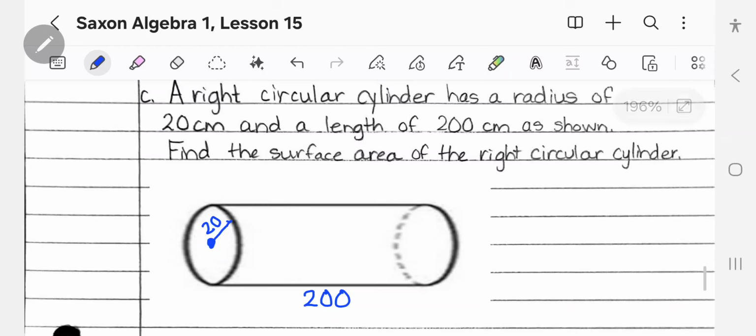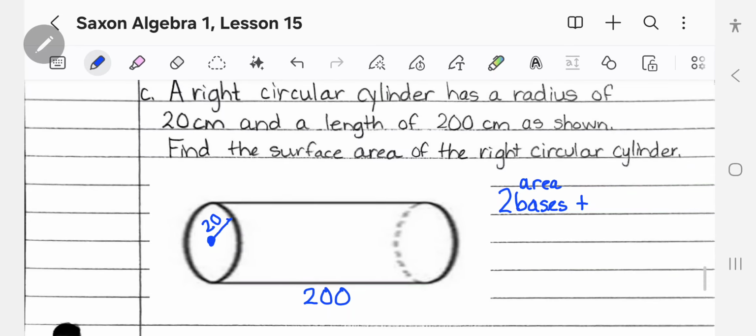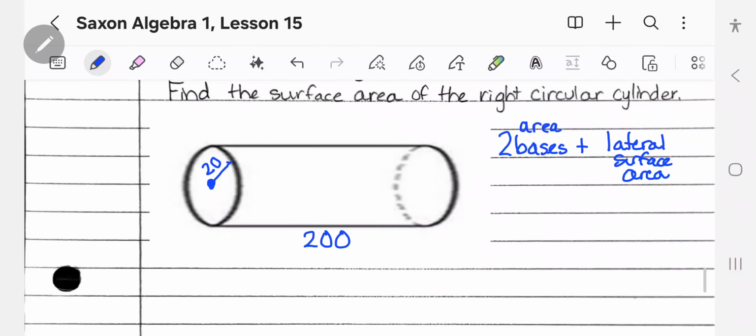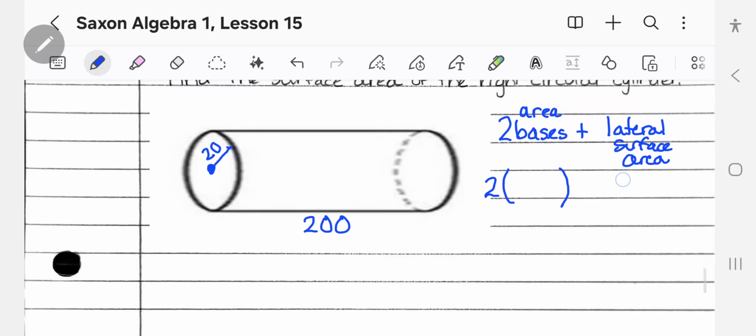So I've got it labeled for us here, and we've got our diagram. It's going to basically be the area of the two bases, and then we're going to add to it the lateral surface area. That's just our battle plan here. So let's find the area of one base, and then we're going to double it.